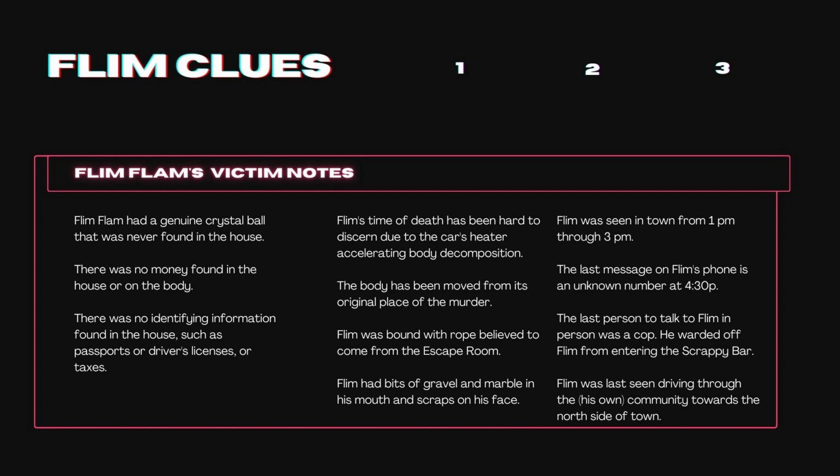The body has been moved from its original place of the murder. Flim was bound with rope, believed to come from the escape room. Flim had bits of gravel and marble in his mouth and scrapes on his face. Flim was seen in town from 1 p.m. through 3 p.m. The last message on Flim's phone is from an unknown number at 4:30 p.m.